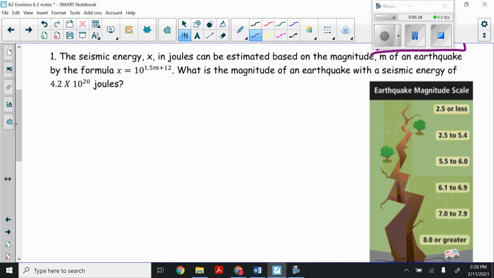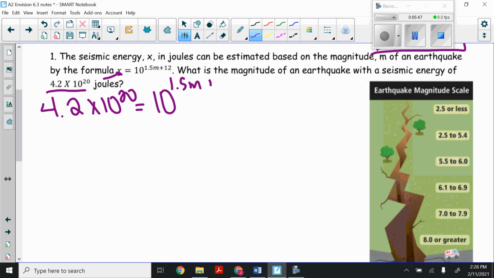Okay, so this is going to plug in right there for X, because that's what the seismic energy is. So we're going to say 4.2 times 10 to the 20th equals 10 to the 1.5 M plus 12. We're trying to solve for M, right? The magnitude, that's what we're looking for. This is an exponential. I have no idea what number to plug in for M. This is not going to be a nice whole number, not a nice easy one. So we take the log of both sides.